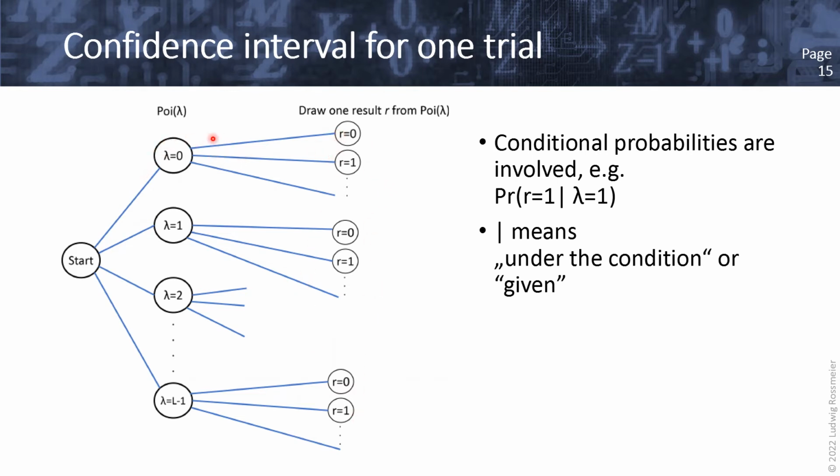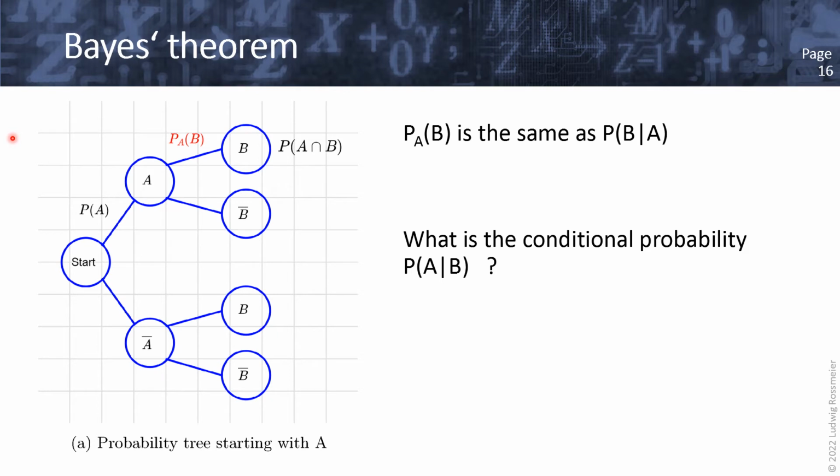In this tree, conditional probabilities are involved. For example, the probability that R equals 1 under the condition that lambda equals 1. This is R equals 1 under the condition that lambda equals 1. The vertical line here means under the condition or given. Since R is assumed to be known by experiment and lambda unknown, we need to somehow invert the graph to find in the end the value for lambda.